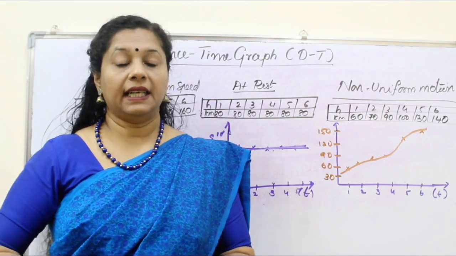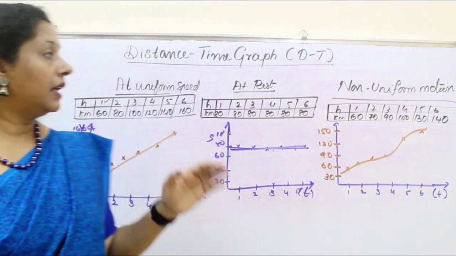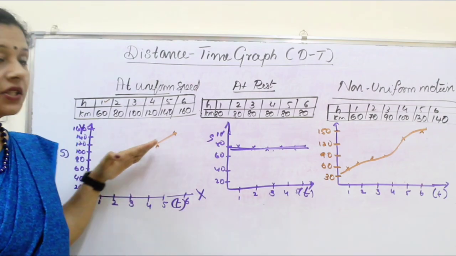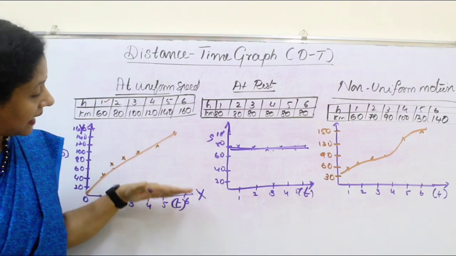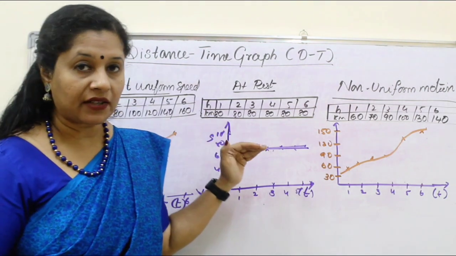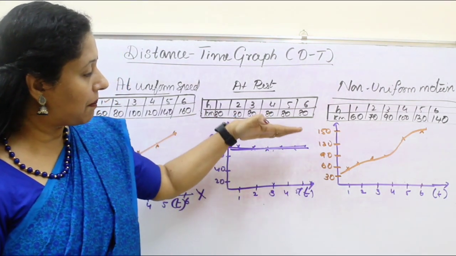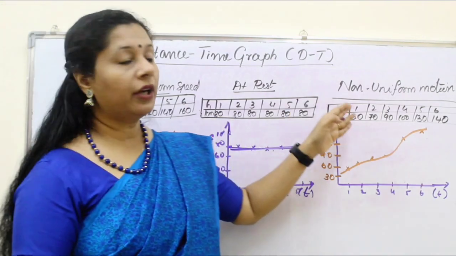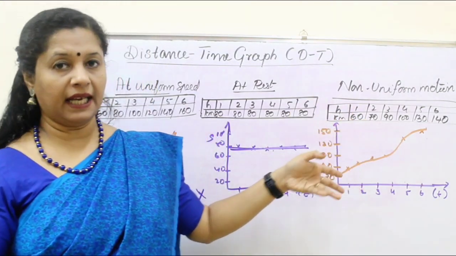So there are three types of distance-time graph. If the body is showing a uniform motion, the graph is a straight line making an angle with the x-axis. Second, if the body is at rest, it is a straight line parallel to the x-axis. Third, non-uniform motion, it can be any shape.